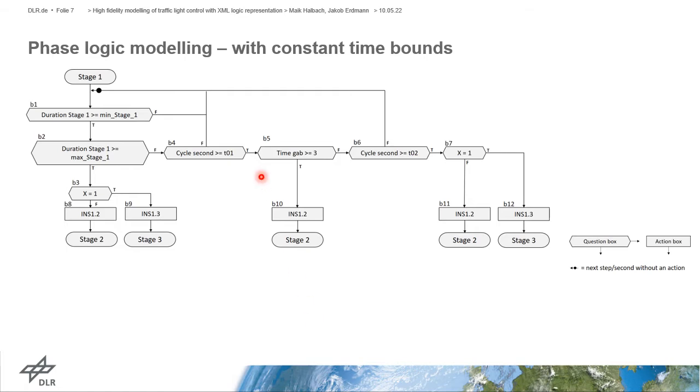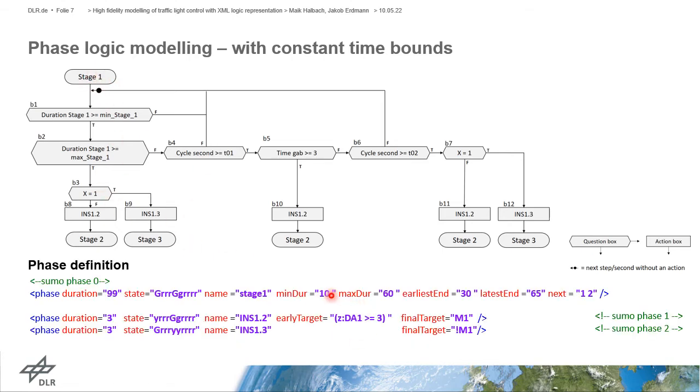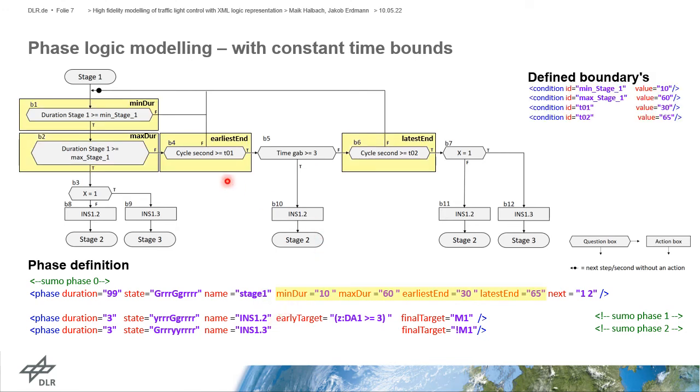Yes, the first example is a phase with constant time bounds. Here you could see the logic of phase 1, and below is the XML implementation. We identified that all important time bounds are constant time bounds, so fixed values. For example, min duration and max duration will be compared with the already operating phase duration. Earliest end and latest end will be compared with the already operating cycle second. So these two values are values for coordination, for example.